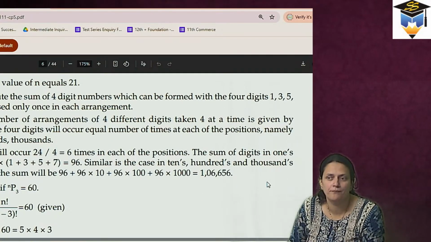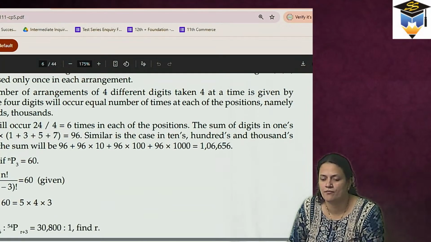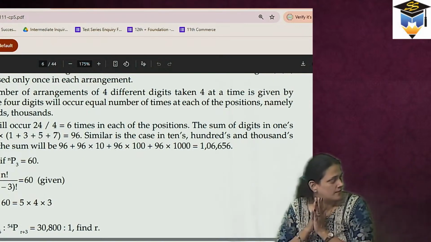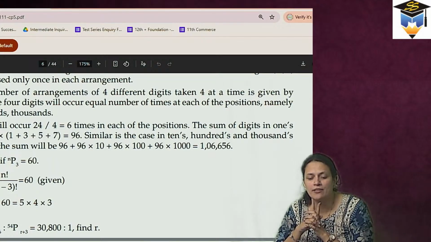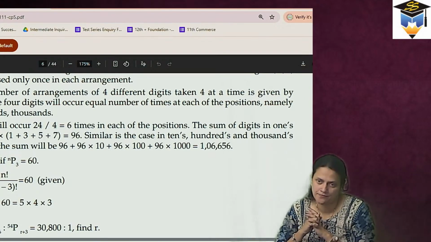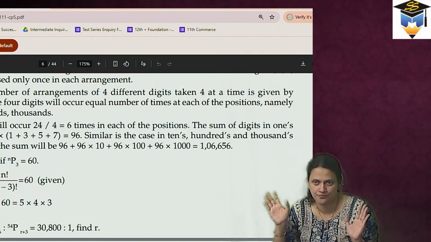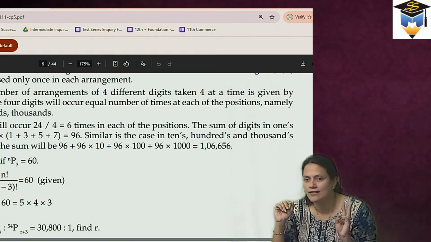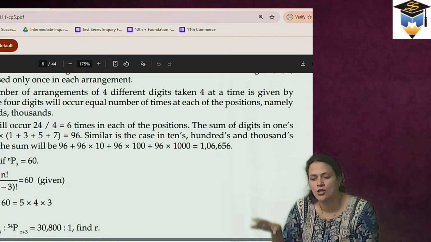Understood this sum? Now here, next sum number 8. It is given that you have to find out the value of nP3, which is given to be 60. That means we have to find out the value of n, the total number of objects. What is the value of r? 3. And what is the exact value? 60.